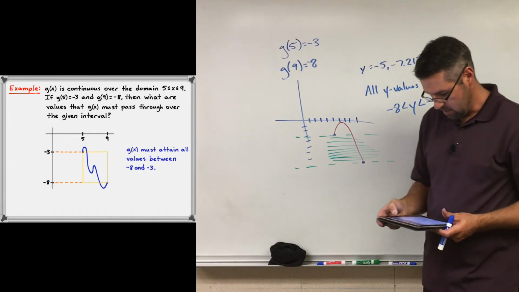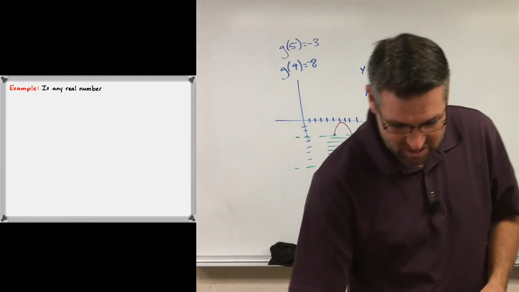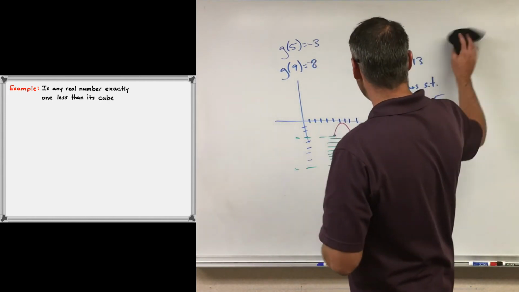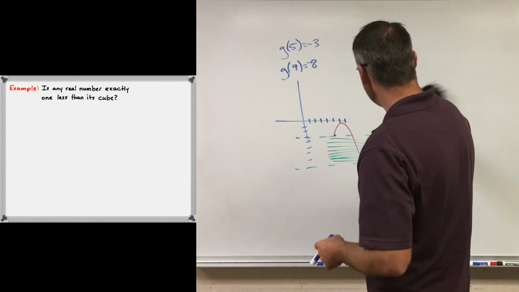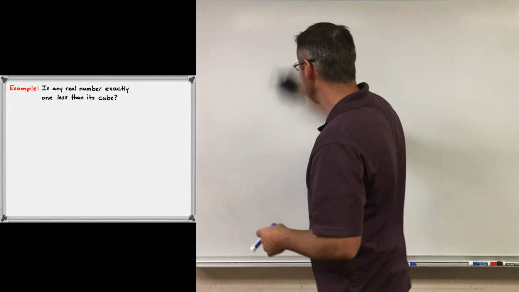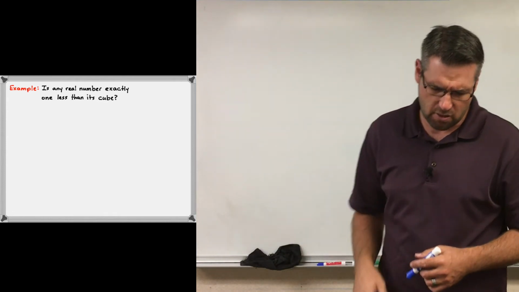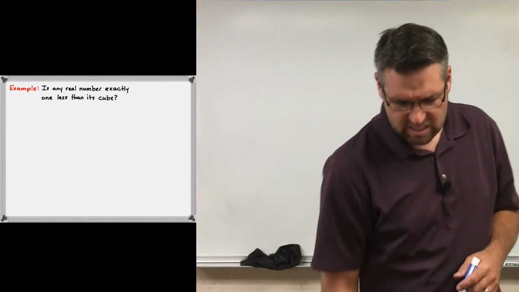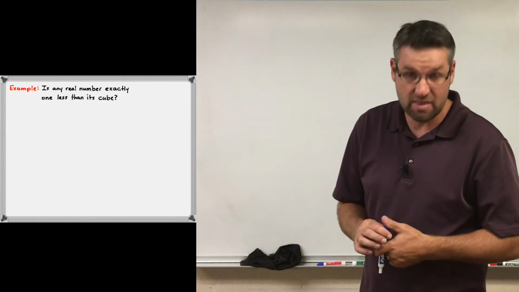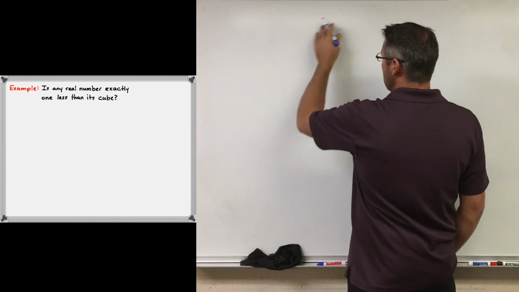So that's that. Let's go ahead and take a look at an example of what this looks like. And at first, when you read this, you go, this doesn't make any sense. How does this apply to the intermediate value theorem? But it's actually kind of cool when you see it, and it'll give you a little bit of context to help you understand why the intermediate value theorem is important. The question is: is any real number exactly 1 less than its cube?